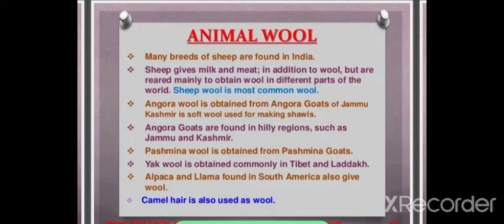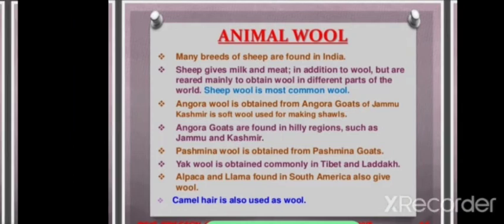Some varieties of wool are Angora wool, which is obtained from Angora goats found in Jammu and Kashmir. The wool is used for making shawls. Pashmina wool is obtained from Pashmina goats. Yak is found in Tibet as well as the Ladakh region of India. They also provide us with wool. Llama and alpaca are different varieties of camel found in South America. They also provide wool.